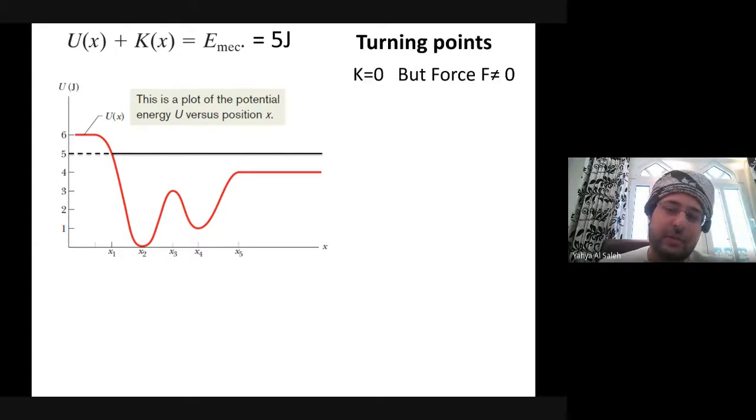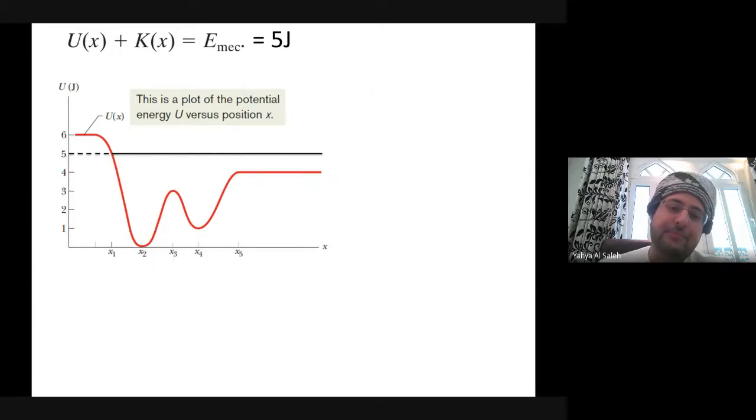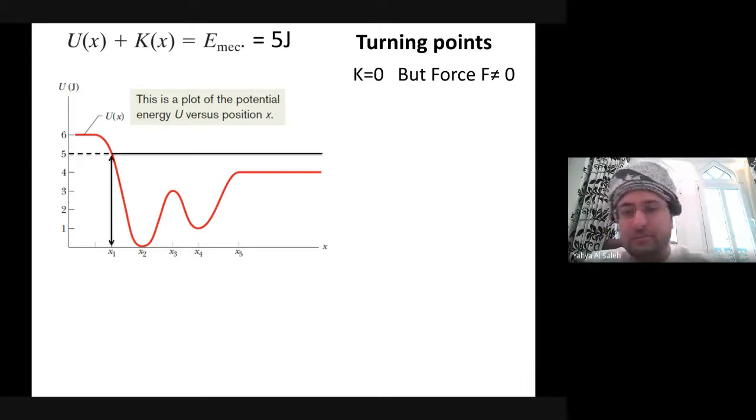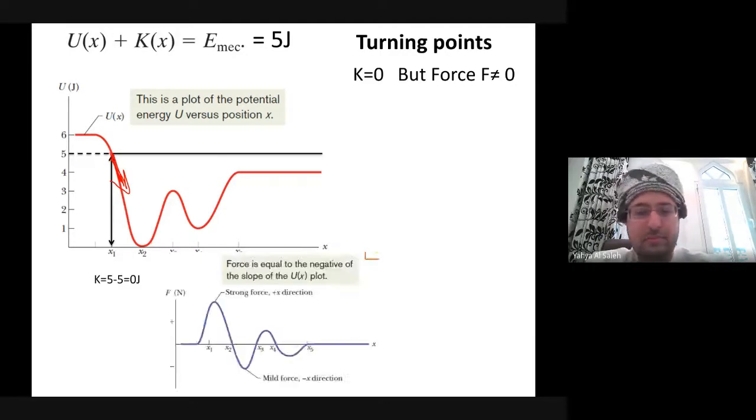We'll come back to this. So, turning points: kinetic energy is equal to 0, but force is not equal to 0. This is what we call a turning point. This is an example. My kinetic energy is equal to 0, my velocity is 0, but my force is actually the slope here, this way. I still haven't solved my problem here with my minus 1 joule. How can I have a negative kinetic energy?